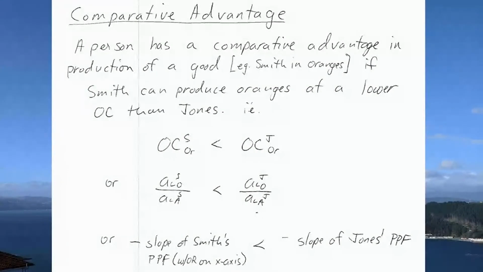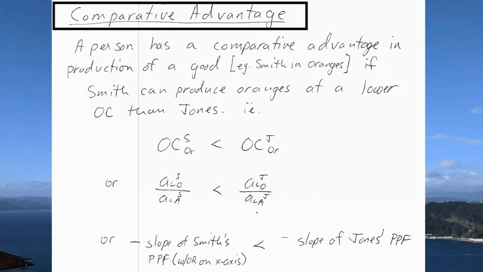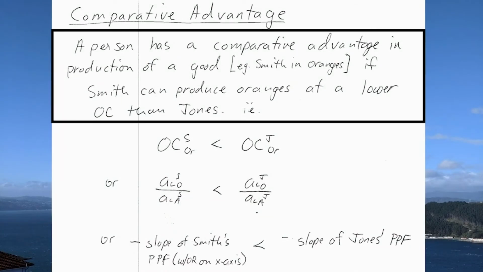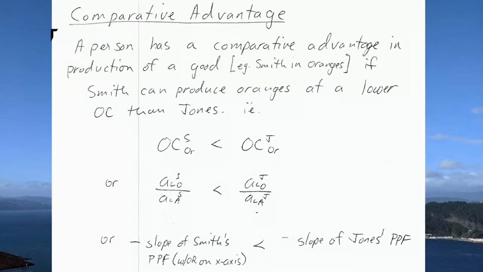Okay, new concept: comparative advantage. We're going to say that a person has a comparative advantage in the production of a good, for example Smith and oranges, if Smith can produce oranges at a lower opportunity cost than Jones. So we're going to look at the opportunity costs of the two individuals and compare them with each other. Whoever can produce the good at a lower opportunity cost will be said to have comparative advantage in that particular good.